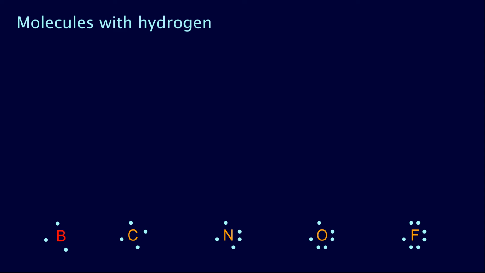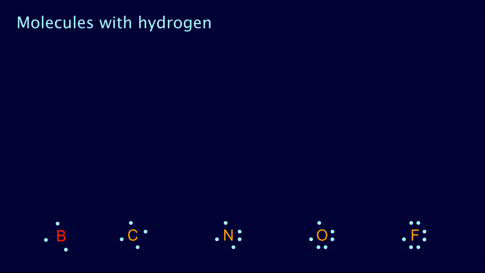Now, if we go back to the other elements and look at how they can react with hydrogen, or how they can form molecules together with hydrogen, we will skip the boron here because boron is a bit more complicated case. I will talk about boron in a later video, but we will talk about all the other elements here.